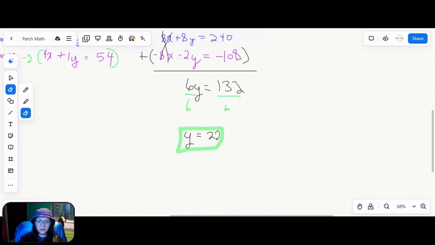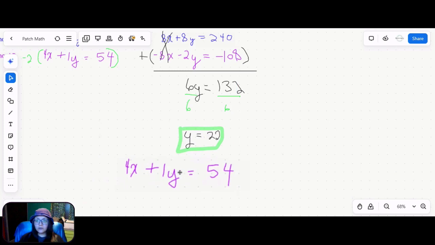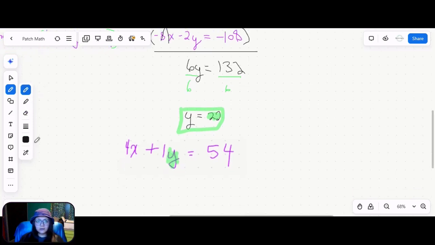And so I'm bringing down high school B's equation, putting it right there. We are going to take y equals 22, and we are going to stick that 22 right here for y. Now we have 4x plus 1y. You can write the 1, you don't have to. 1 times whatever we multiply it by is going to be that number. So 1 times 22 is 22.